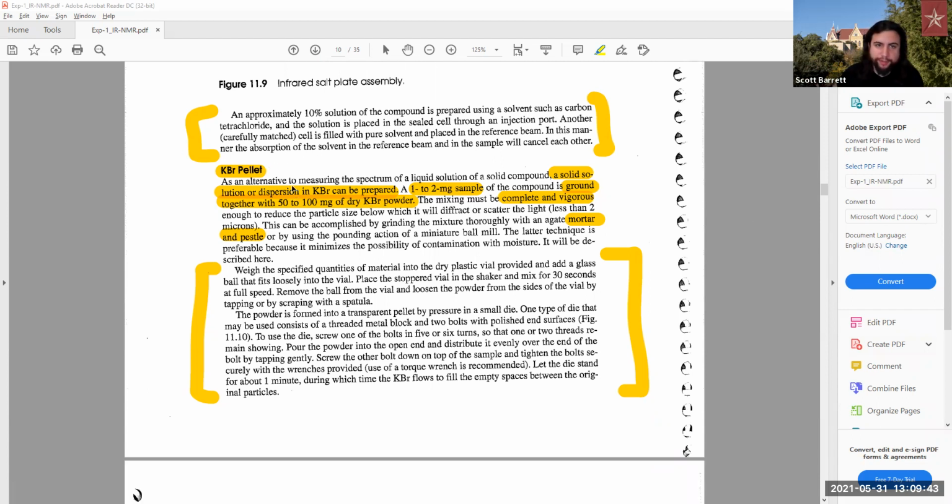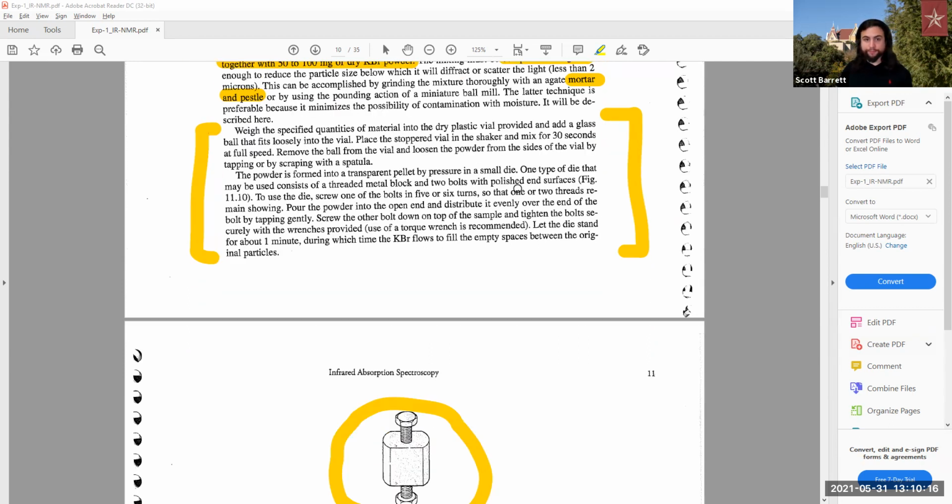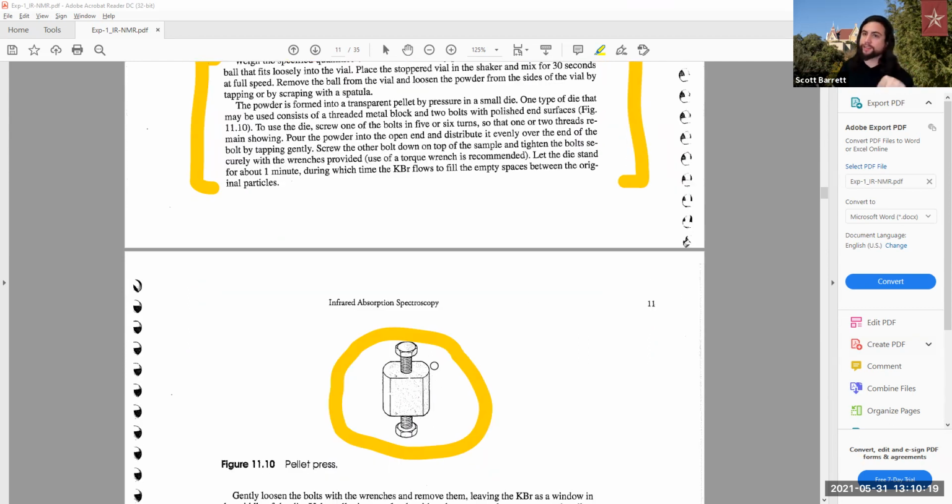The one that my lab uses is this KBr pellet. And what you do, and this is super interesting, super simple too, is you take a dispersion of 1 to 2 milligrams, only a few milligrams of your sample, and you grind it down with a pestle and mortar into 50 to 100 milligrams of dry potassium bromide powder. And so what it does is it mixes it all in. Potassium bromide won't measure on your IR spectra. It's just like salt. And so then once you've done that, you could use this pellet press. And this is super awesome.